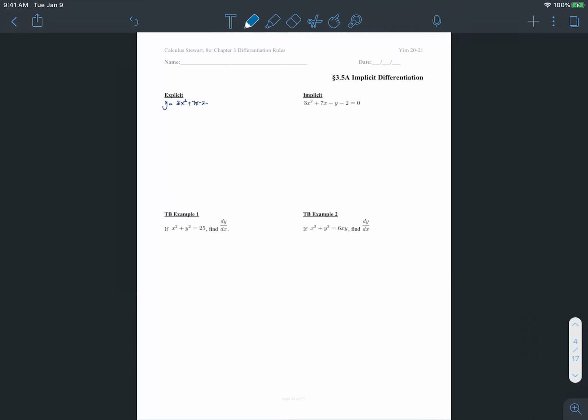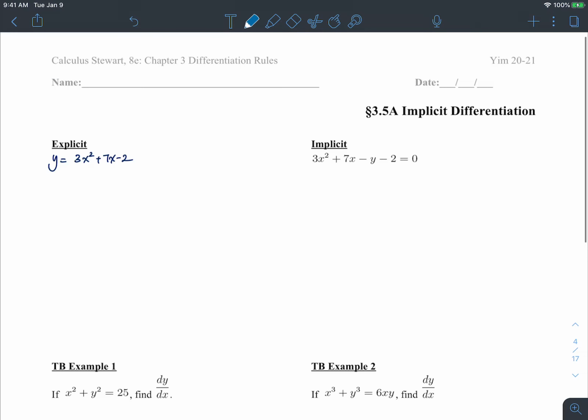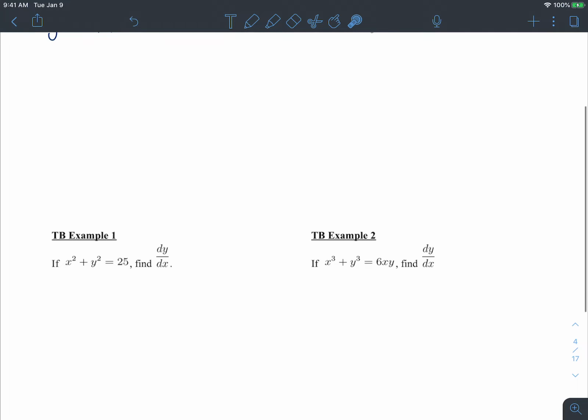So do me a huge favor, guys. Try both of these. The difference between the two is that this is written explicitly in terms of y with respect to x, and this one is written so that y is on the same side as x. So technically, it's not really implicit per se, but just try that out, okay? And then do something similar over here, guys, okay?